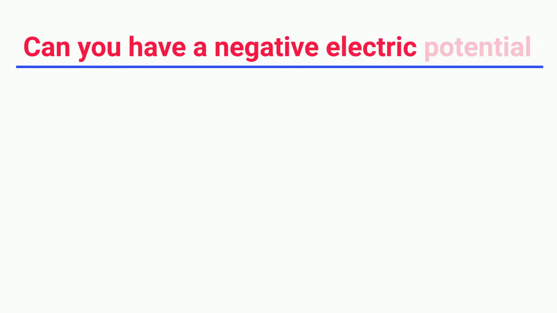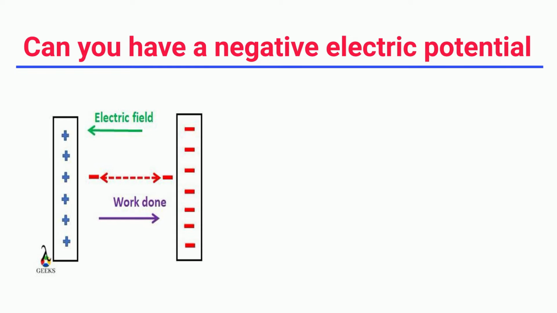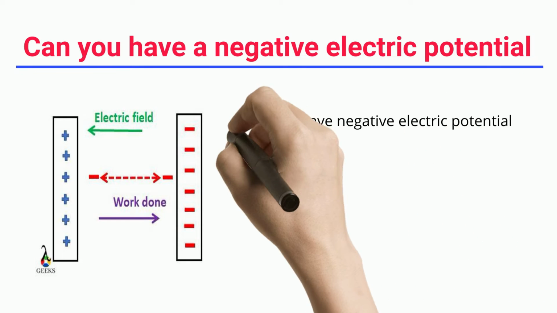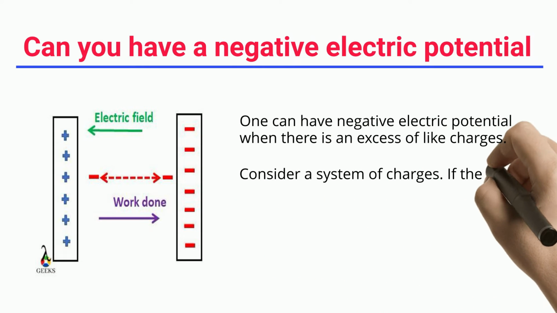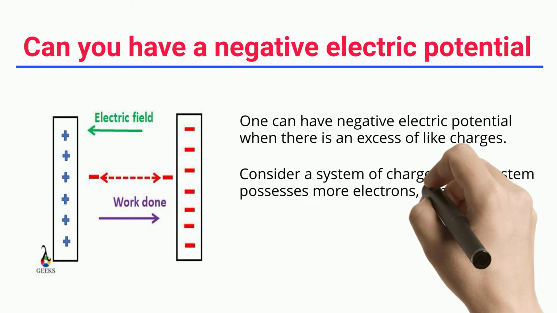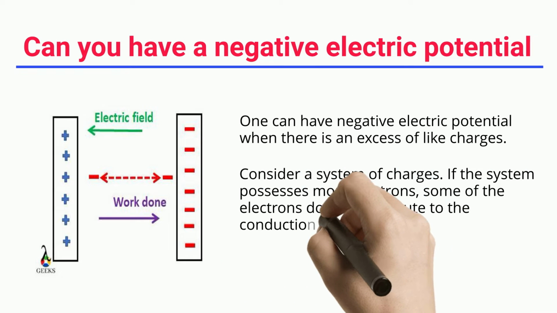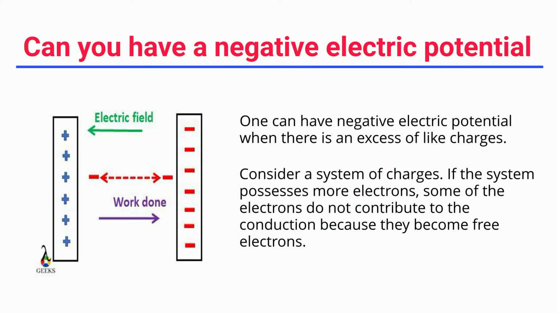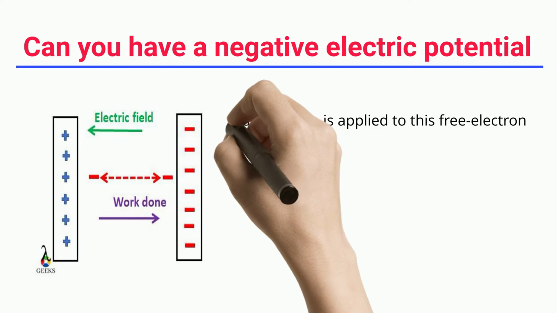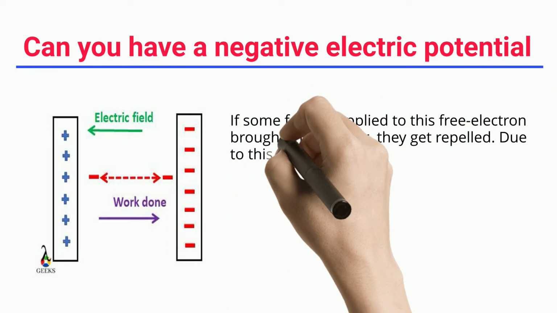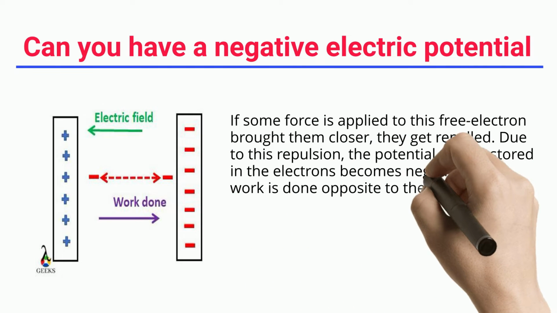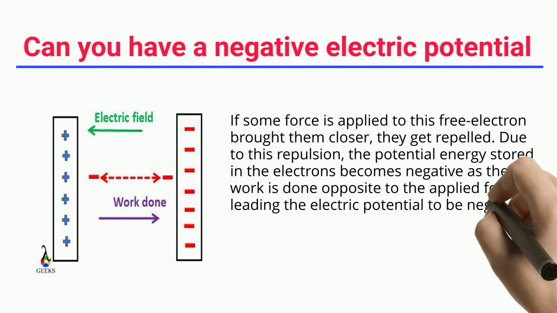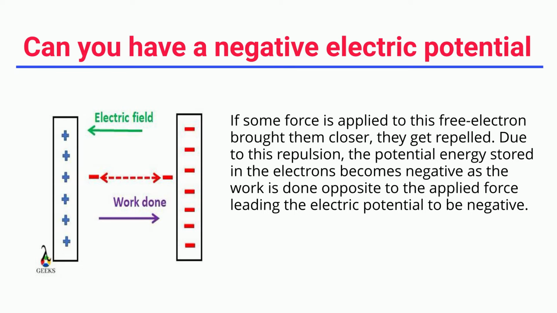Can you have a negative electric potential? One can have negative electric potential when there is an excess of like charges. Consider a system of charges. If the system possesses more electrons, some of the electrons do not contribute to the conduction because they become free electrons. If some force is applied to bring these free electrons closer, they get repelled. Due to this repulsion, the potential energy stored in the electrons becomes negative as the work is done opposite to the applied force, leading the electric potential to be negative.